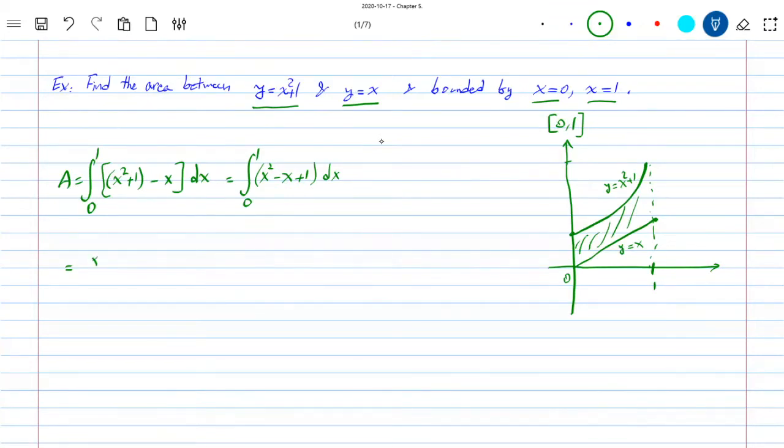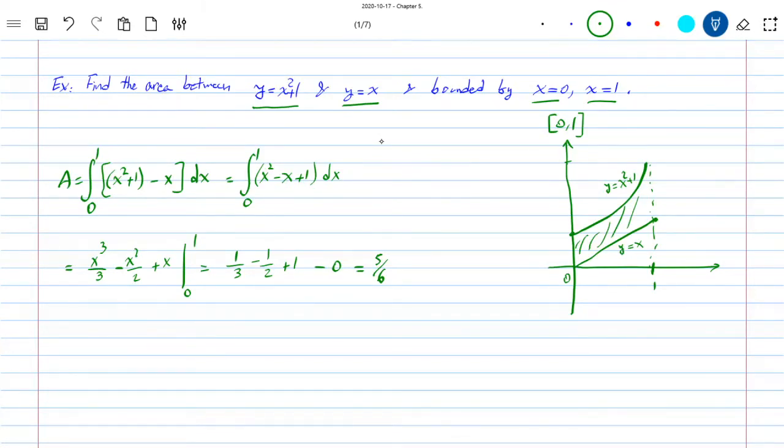The antiderivative would be x cubed over 3 minus x squared over 2 plus x. You don't need the constant C since you have boundaries, so from 0 to 1, replace 1, replace 0. If you replace 1, what you get is 1/3 minus 1/2 plus 1. If we replace 0, we get 0 minus 0 plus 0, so minus 0. And what we get is 1/3 minus 1/2 plus 1. That's 1/2 plus 1/3, which is 5/6. So the area between the two functions turned out to be 5/6.